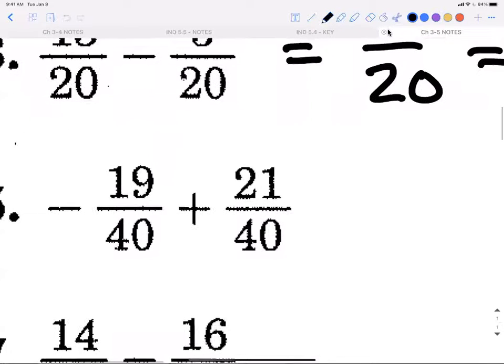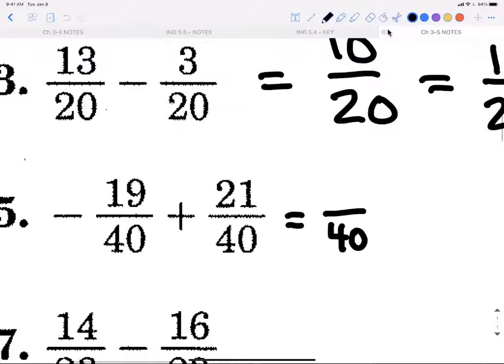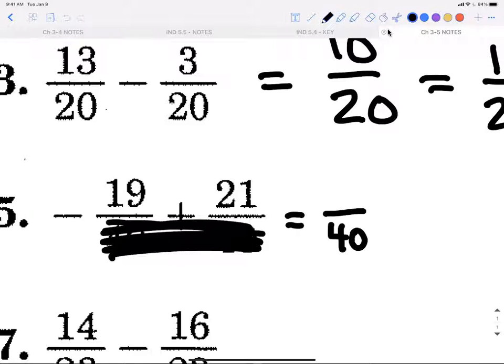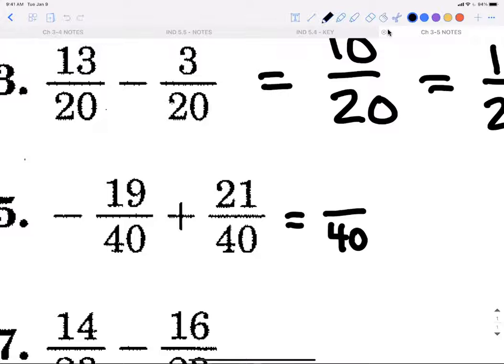What if you have one like this? Okay. And if it makes it easier for you, get that denominator over there to begin with. And then for a second, even cover this up with your hand if it helps you, and just look at -19 plus 21. Well, -19 and plus 21, the signs are different, which means we're going to subtract. Gage?